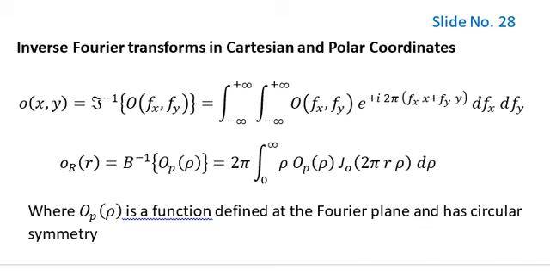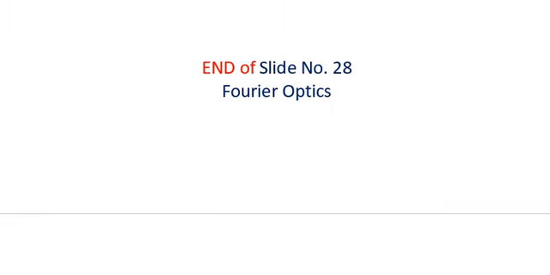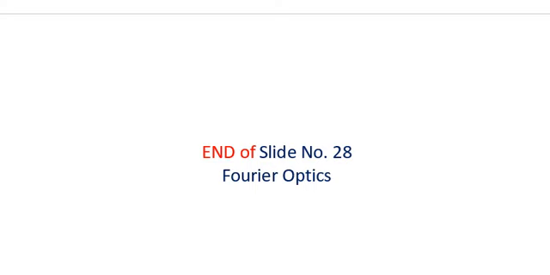This is because the object has a circular symmetry, so the Fourier transform of this one also has circular symmetry. So you see that we have given here the definitions of the forward Fourier transform and the inverse Fourier transform in both Cartesian coordinates and in the polar coordinate system, especially the polar coordinate system having circular symmetry, because such objects are frequently used in optics. These two types of integrals and their inverse Fourier transforms will be repeatedly used in the rest of the Fourier optics. So this is now the end of slide number 28.